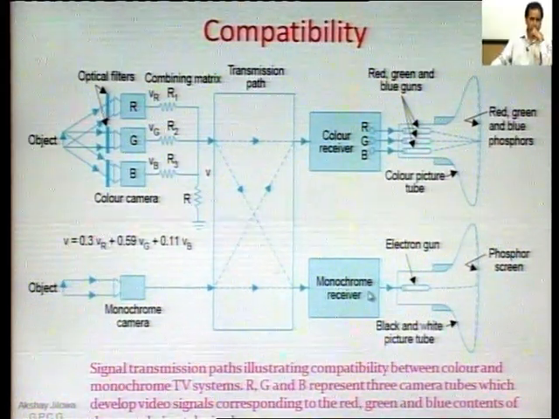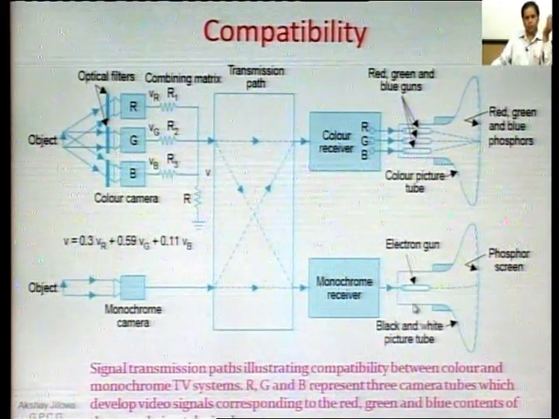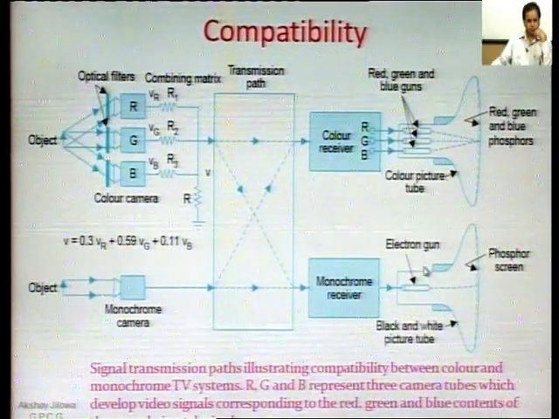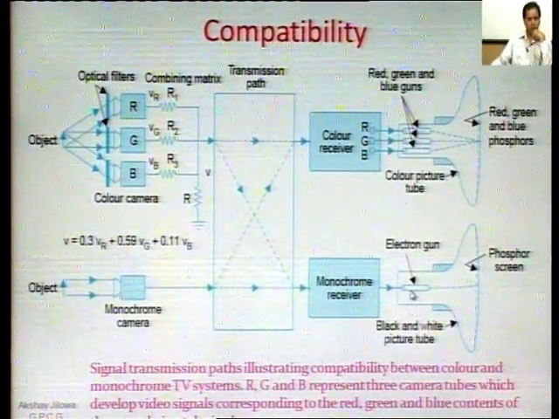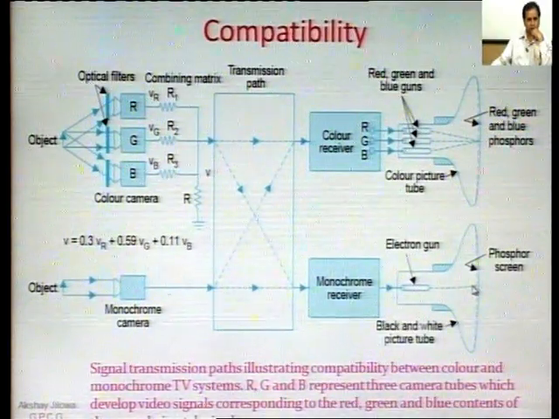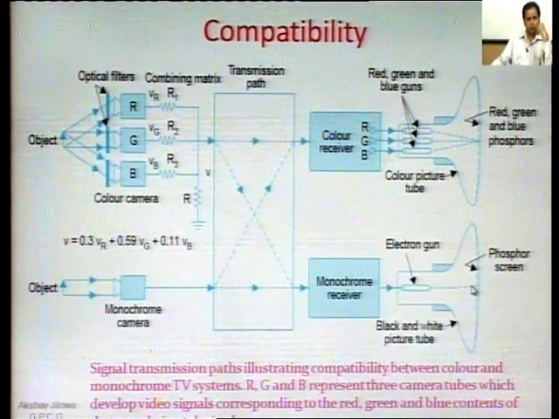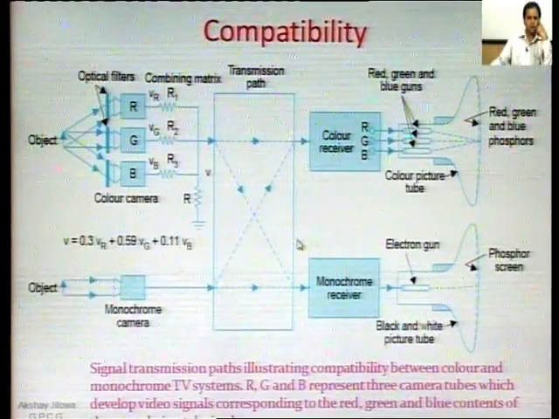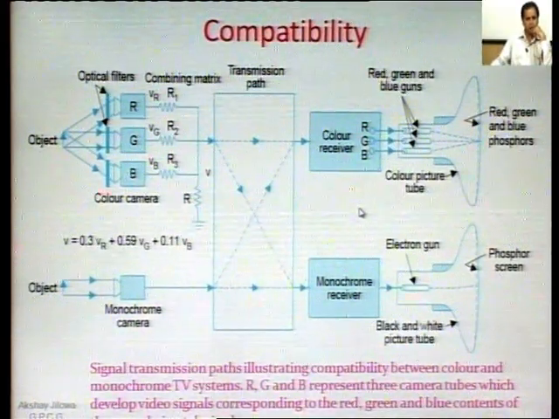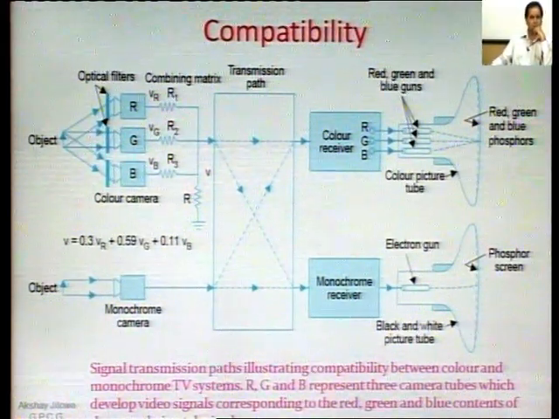Similarly, here it is a monochrome receiver, and as we all know, in monochrome there is a single electron gun from where electrons are emitted and they strike the phosphorus coating and a light is produced. So, this is the signal transmission path illustrating compatibility between color and monochrome TV systems.